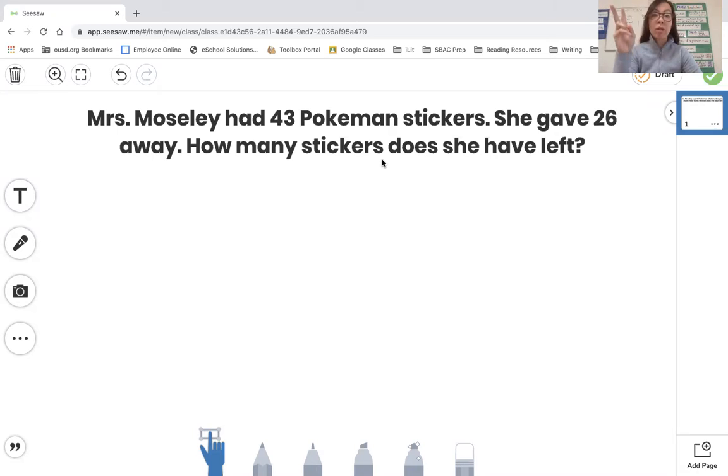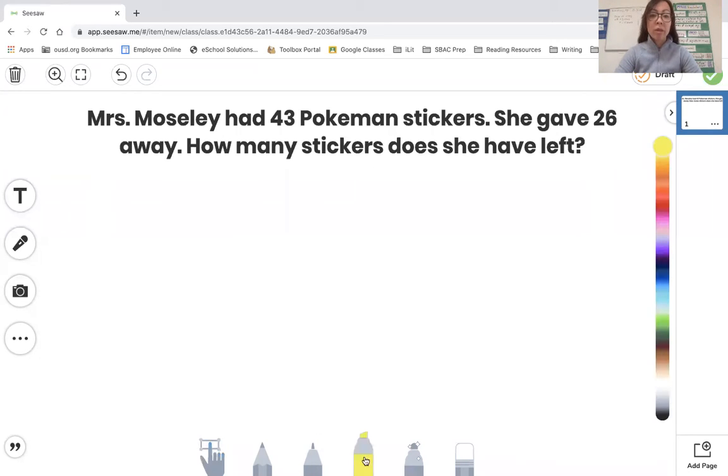Job number two, we're going to highlight our keywords and numbers. So here we go. I'm going to highlight my keywords and numbers. I see there's 43 Pokemon stickers. There they are, 43 of them. She gave 26. That's important because that's how many kids are in our class. 26 away. Now, how many stickers does she have left? That's our job because I need to know if I have enough to give out some more stickers.